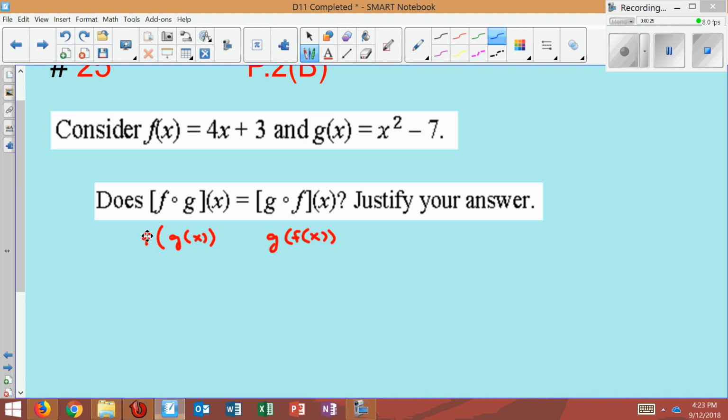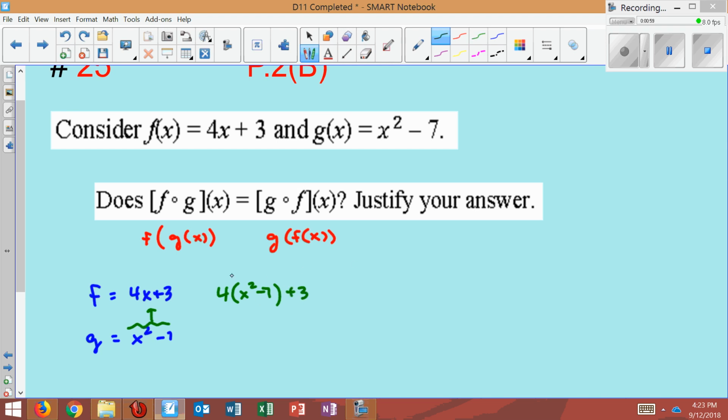So let's find these. First, I'm going to put g inside of f. Now, I think this is easier if I write this vertically. I'm going to write f's equation is 4x plus 3, and I'll put g below it. What I'm going to do is insert g into f first. So I'm going to take this part of the equation and insert it there. When I do so, I would get 4 times, instead of the x, we'll have x squared minus 7, and then the plus 3, and I would solve this out.